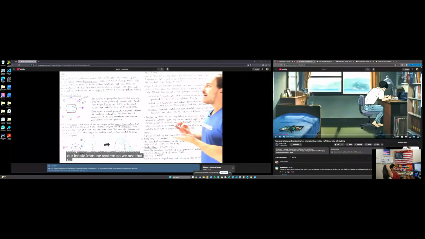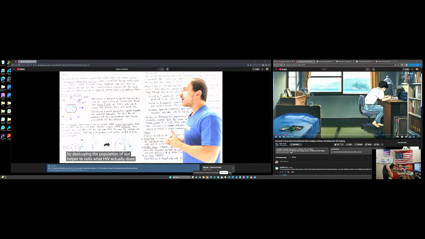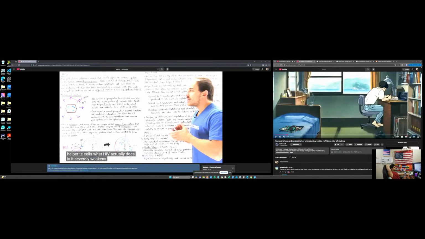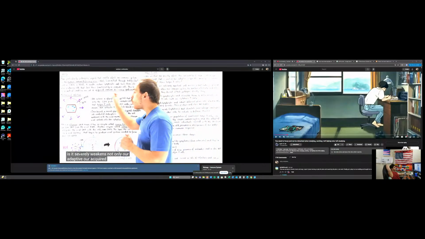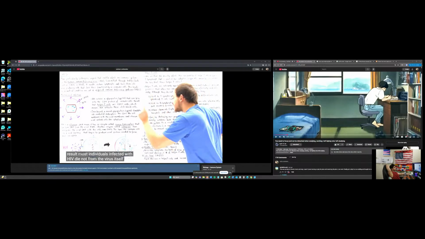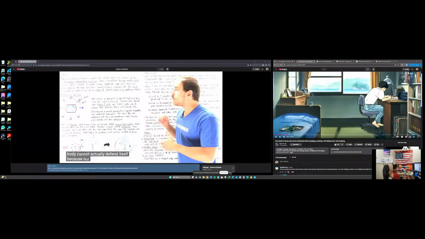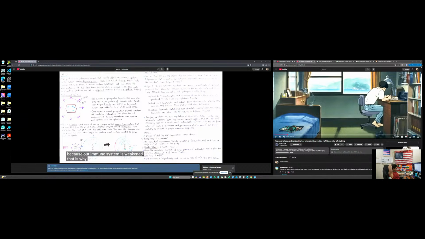So we see that by destroying the population of our helper T cells, what HIV actually does is it severely weakens not only our adaptive, our acquired immune system, but also our innate immune system. And as a result, most individuals infected with HIV die not from the virus itself, but from other infections that infect our body, such as the common cold, pneumonia, the flu, or even cancer. And because our body cannot defend itself because our immune system is weakened, that is why we die.